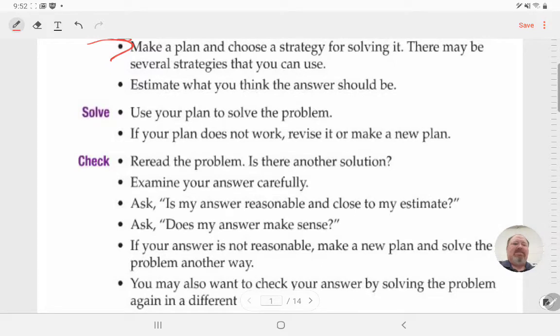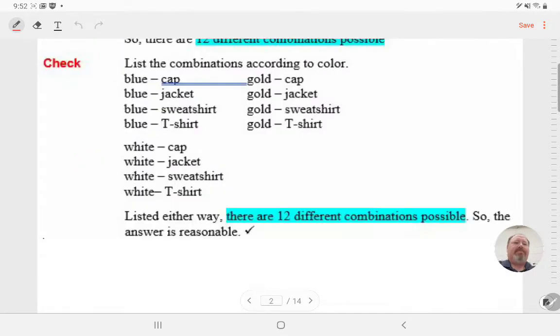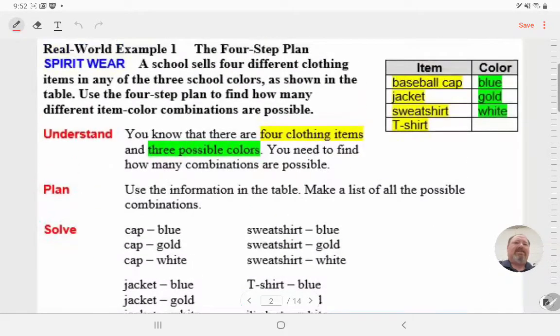That's the big one. If you're looking for the size of a tree and you get 2,000 feet, it's probably not the right answer. It doesn't really make sense, okay? So those are the 4 steps that you want to go over. So let's look at that in practice.